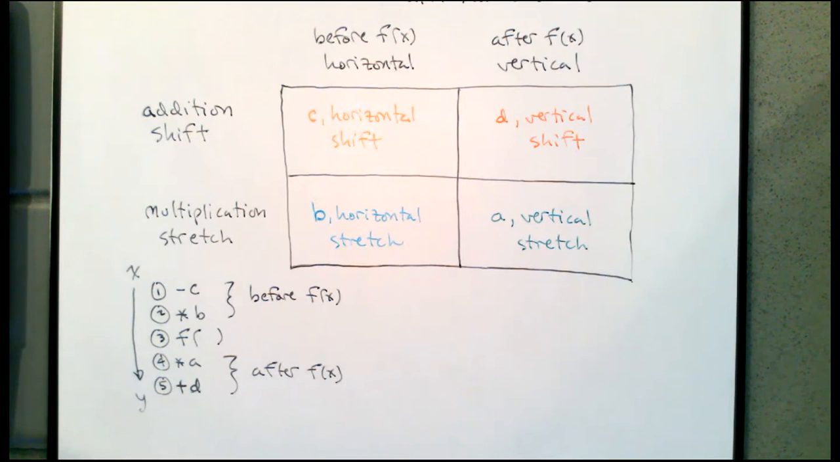So we want to recognize that operations that happen before the function is applied will produce horizontal changes. Operations after the function is applied will produce vertical changes. Any questions?